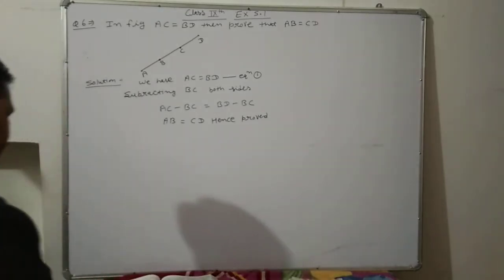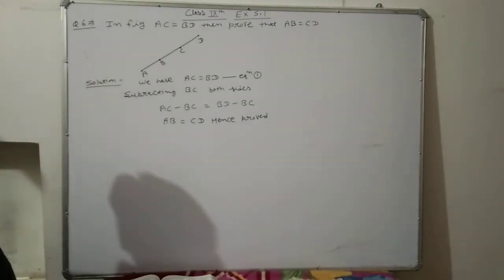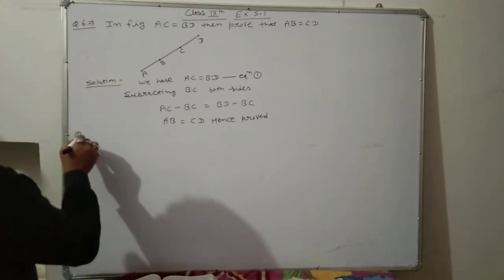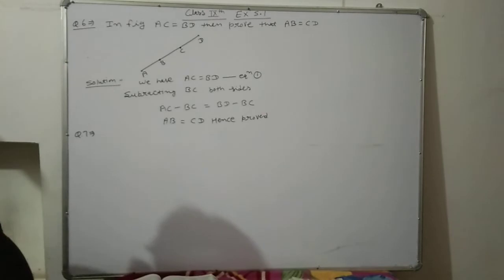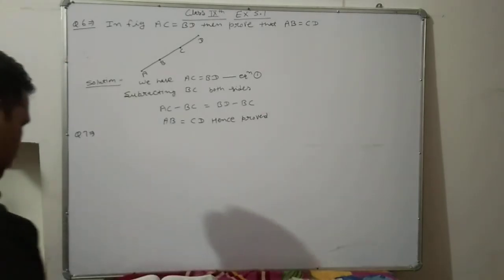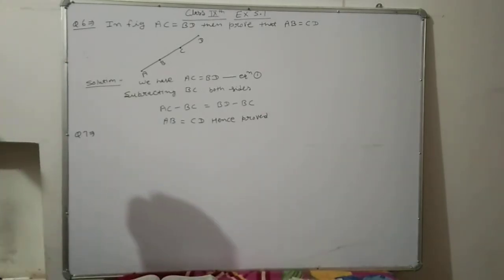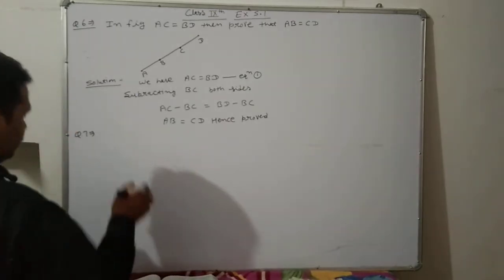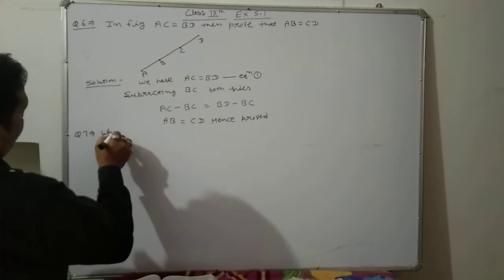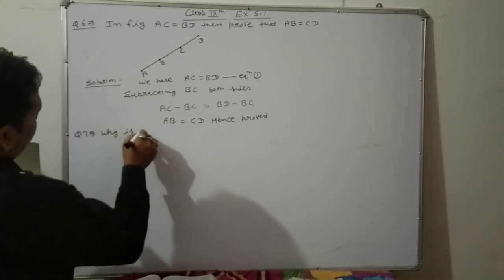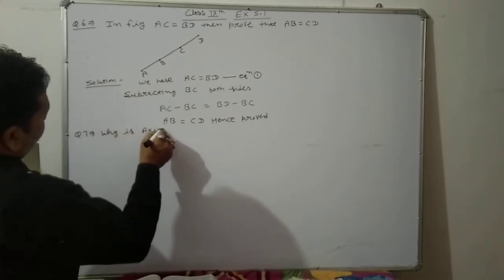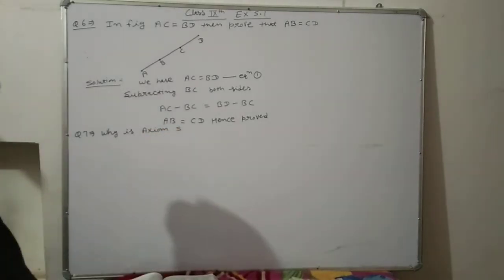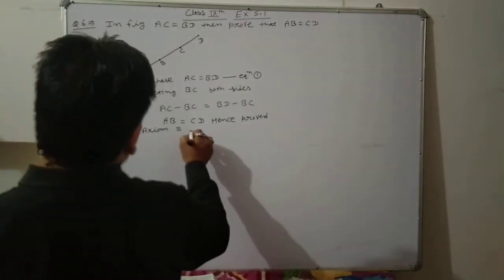Now, the last question of exercise 5.1. Why is axiom 5 in the list of Euclid's axioms?